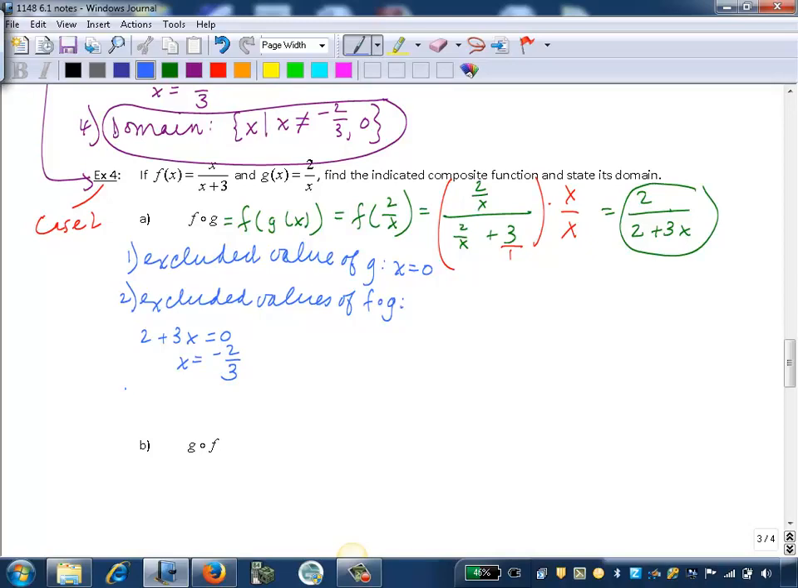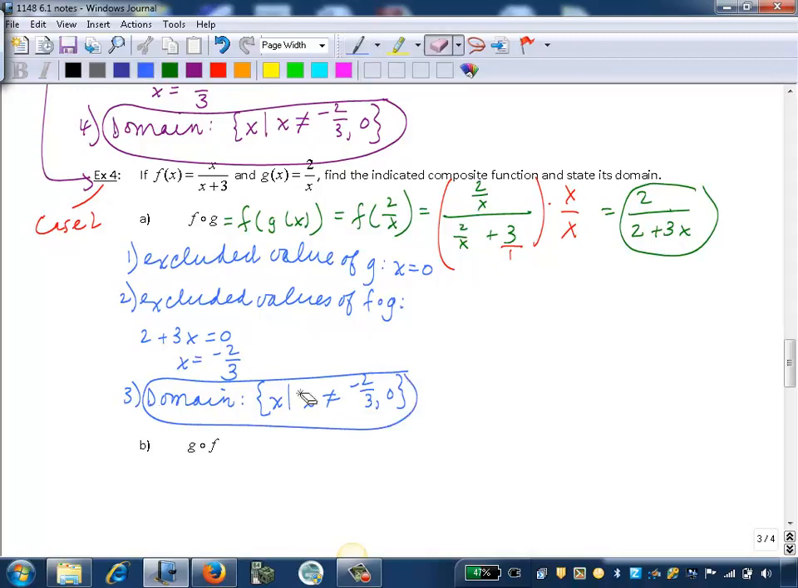So then finally, step 3, our domain of our composite, we will just have to exclude anything from step 1 and step 2. So our domain will be the set of x's such that x does not equal negative 2/3 or 0, which is exactly what we got up in example 3 using just a slightly different method. So I'd like you guys to now try part B here, g composed with f, on your own.